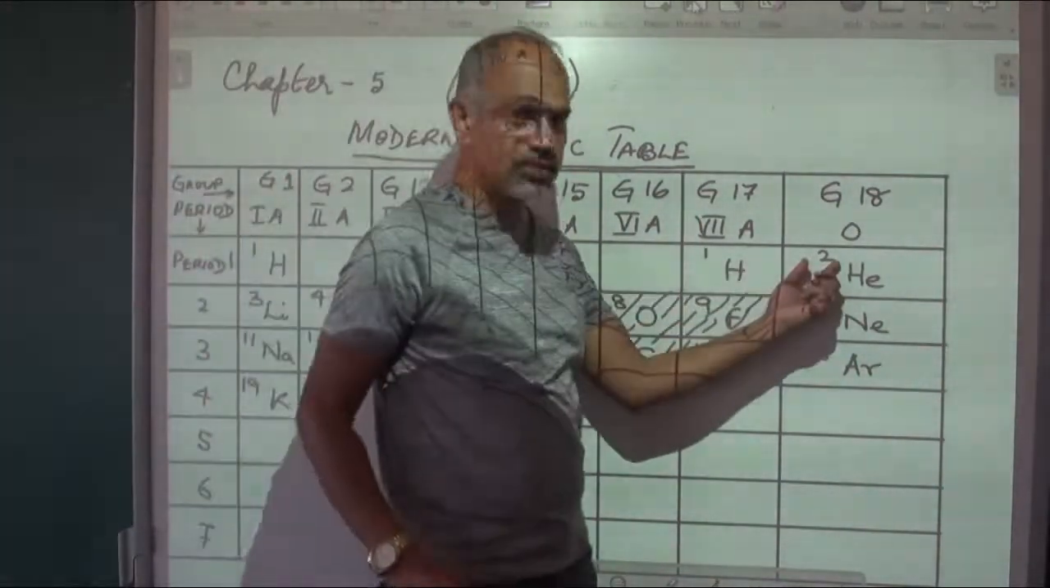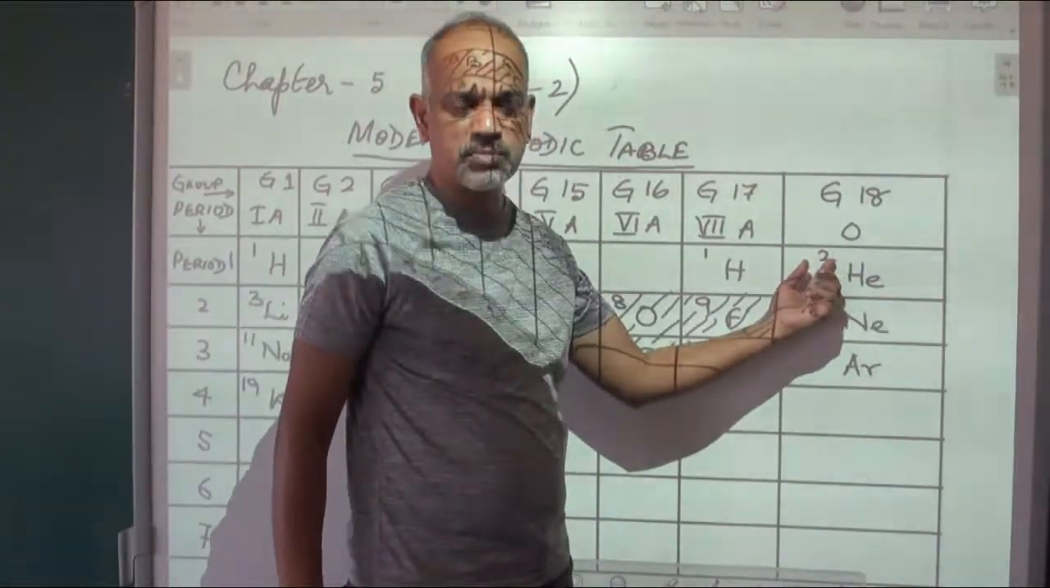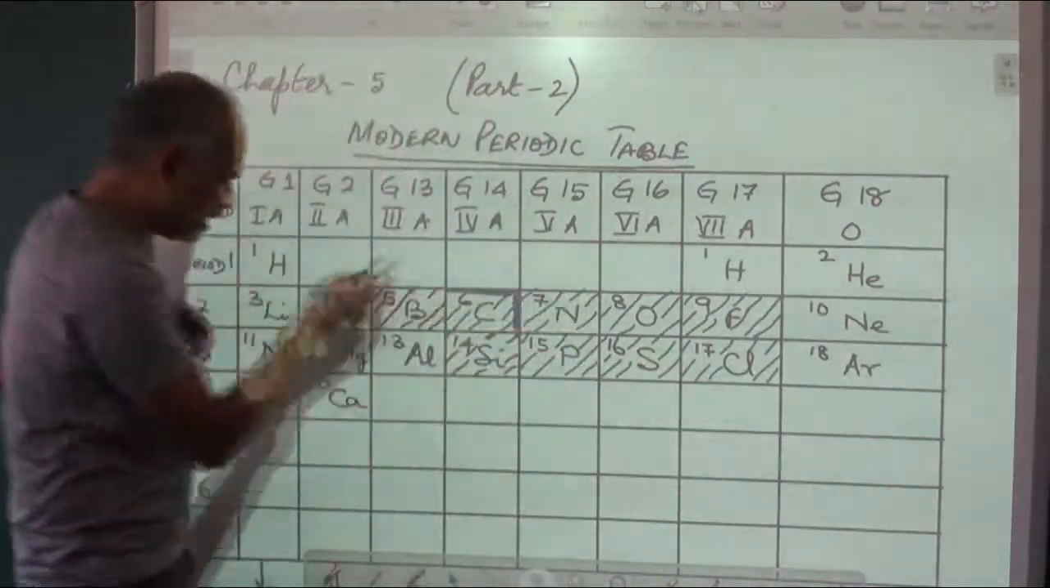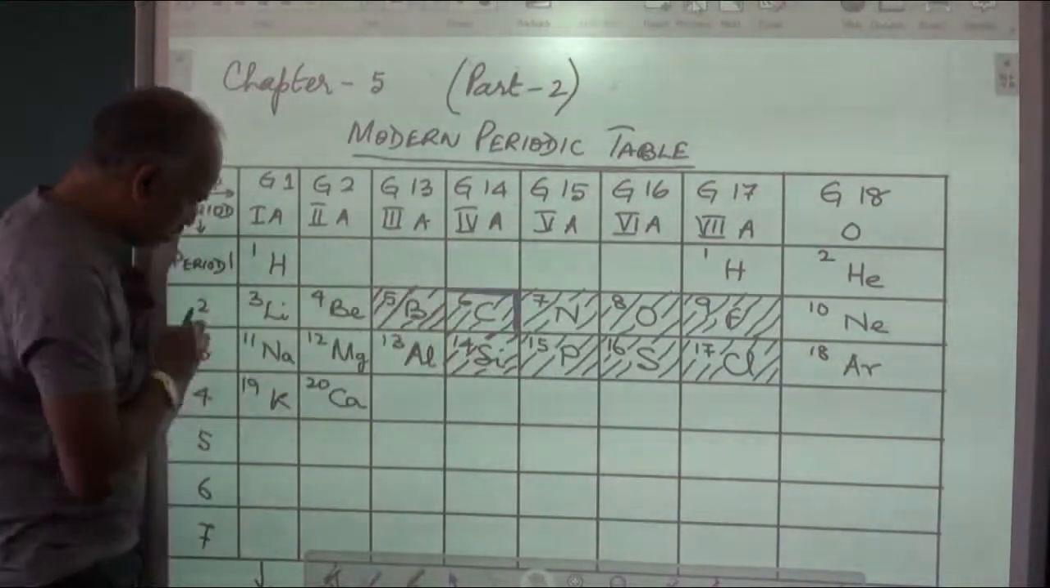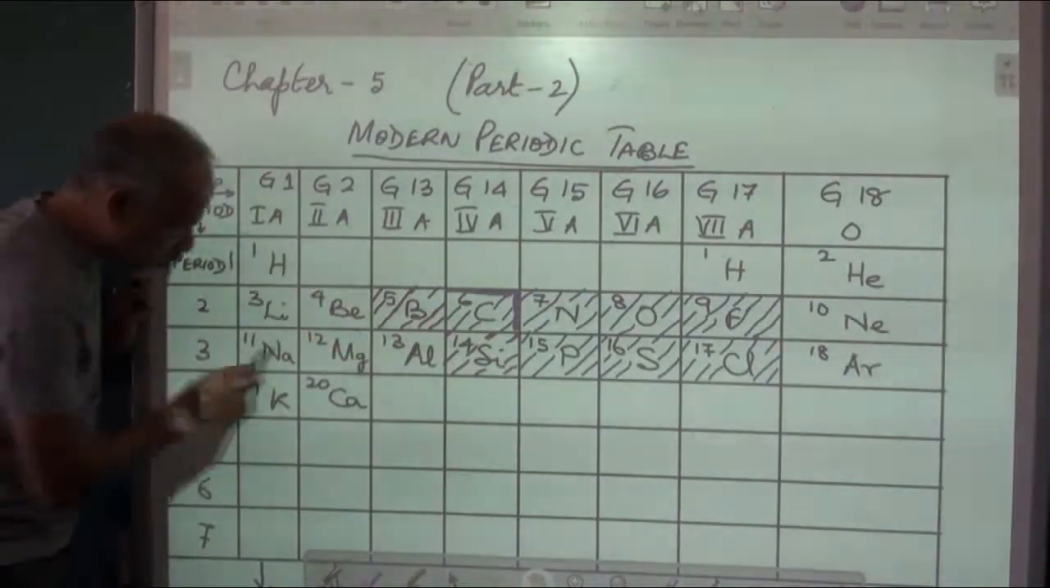If you arrange for this, it is just 2, which means it has only 1 orbit. That's why it is in period 1. One orbit it has. This one has 2 orbits. These ones have 3 orbits.